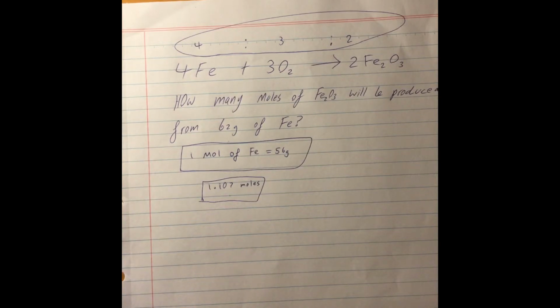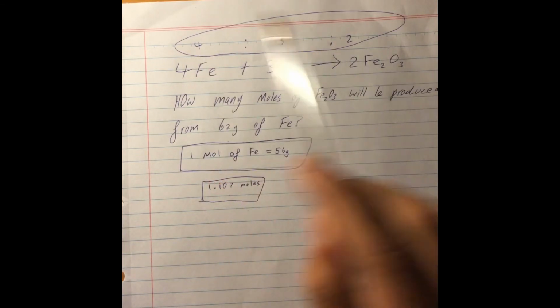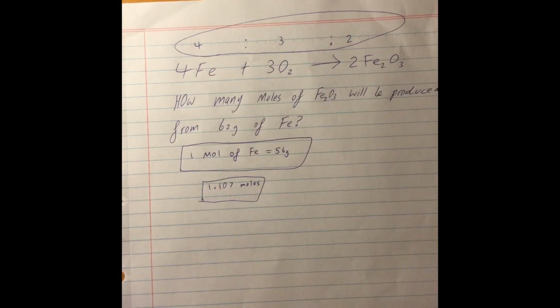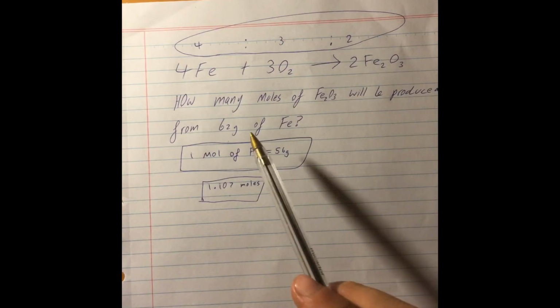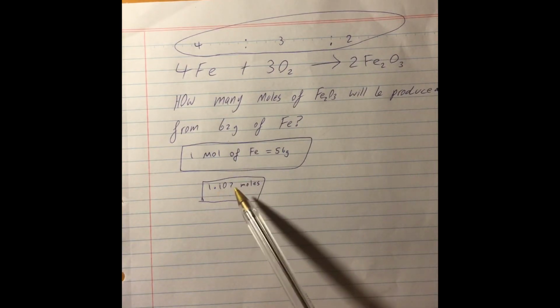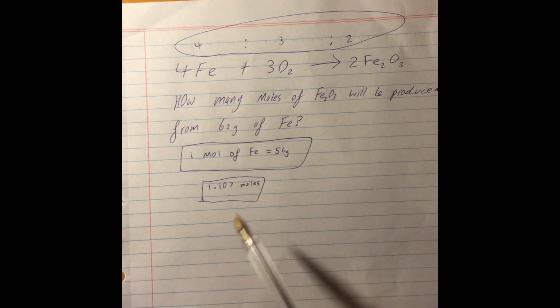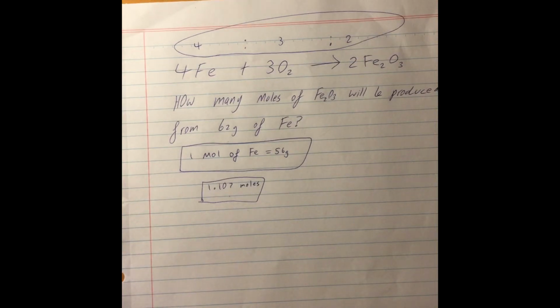So we're going to halve the amount of moles of iron we have. As we can see, 4 to 2, we're going to halve it to give us how many moles of iron oxide we will be producing. What we've done first is convert grams to moles. We've worked out that since we have 62 grams, we're going to have 1.107 moles. And now we're looking at the molar ratios. What we're going to do is divide 1.107 by 2.